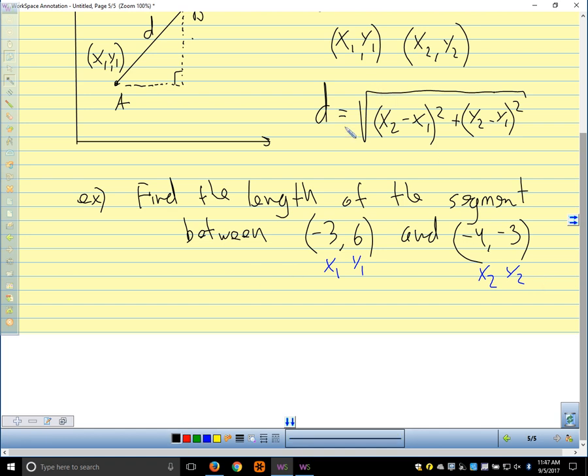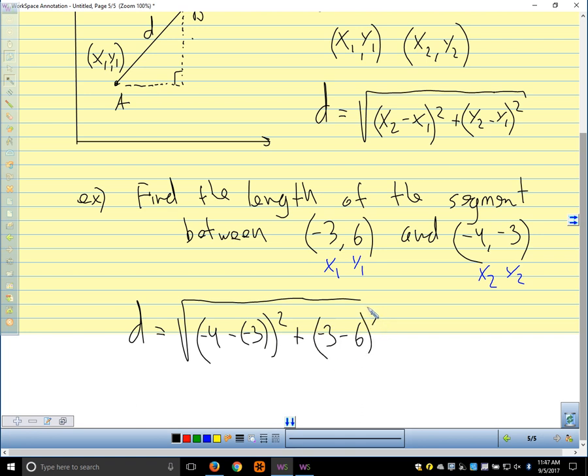And I'm just going to plug these into my distance formula. The distance is the square root, x2 minus x1, -4 minus -3, and we're squaring that, plus y2 minus y1, -3 minus 6, squared. Remember, x2 minus x1, y2 minus y1. We added for the midpoint formula, we subtract for the distance formula.